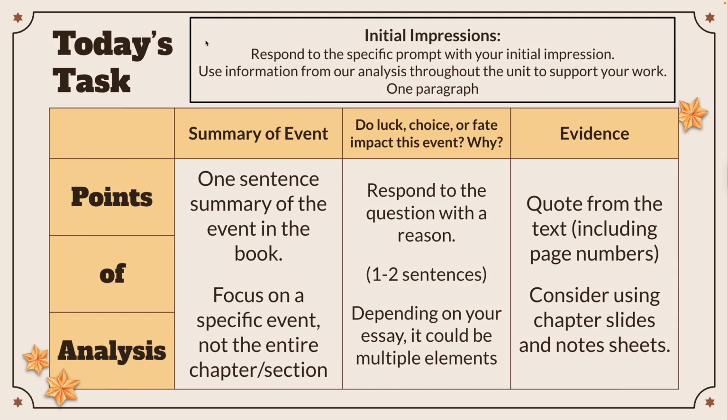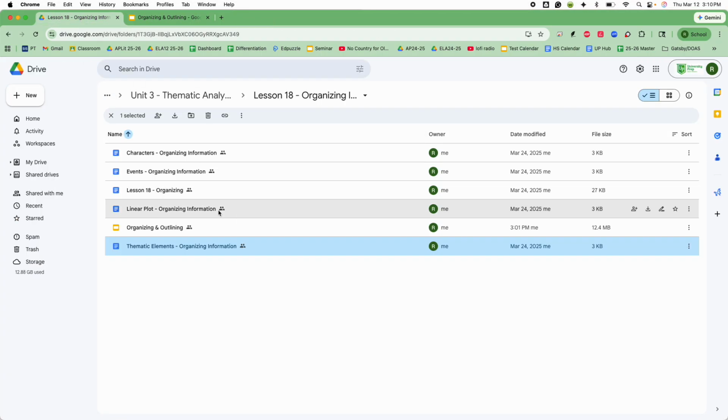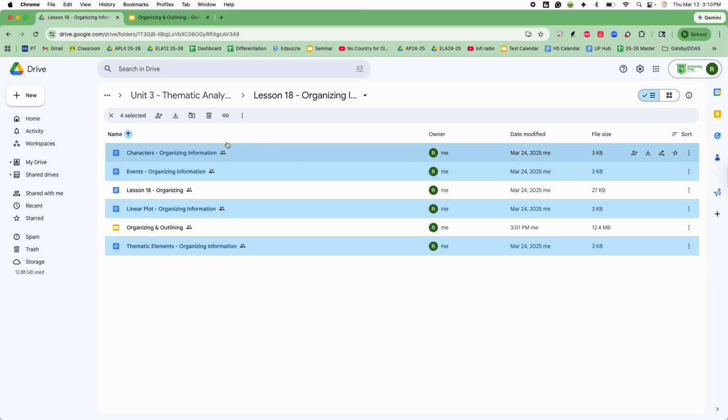Then you are going to give me your initial impressions. Respond to the specific prompt with your initial impressions. Then, just like we do every time, you are going to summarize events. You're going to tell me, is this luck, choice, or fate, and why, and provide evidence from the text. Let me show you one example of this. Again, these 4 are different organizers. You are going to pick the one that best fits your essay.